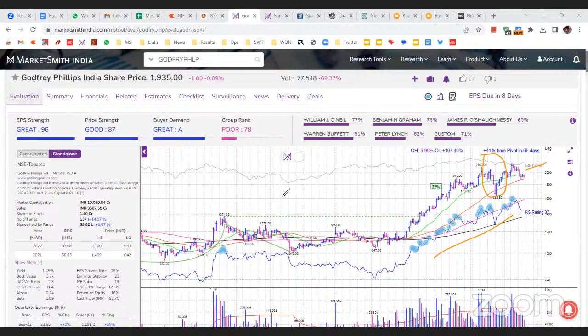Buyer demand, another key technical rating, is also very good at EA, which indicates that whenever the stock is going higher, it has a good amount of volume. That is, the buying volume is on the higher side compared to the selling volume, again a very positive sign. Whenever the stock is rallying higher, there is very good demand among the buyers, whereas whenever the stock is falling, there is no major demand among the sellers. They are not able to demand a high price for the stock.